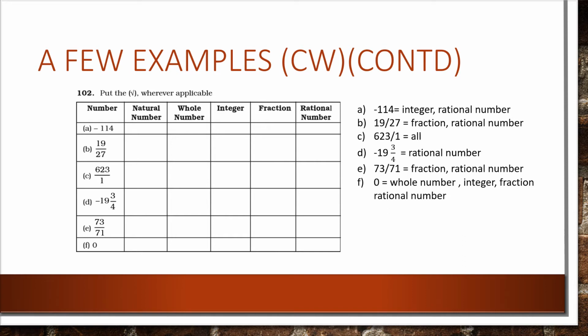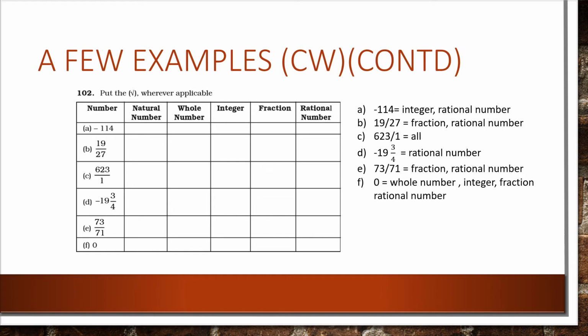Part B, 19 by 27. It's not a natural number, it's not a whole number, it's not an integer, it is a fraction as well as a rational number. 623 by 1. Yes, it is a natural number or a counting number. It is a whole number as well. It is an integer also. It is a fraction as well as it is also a rational number.